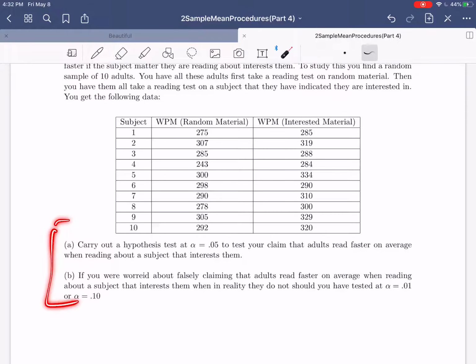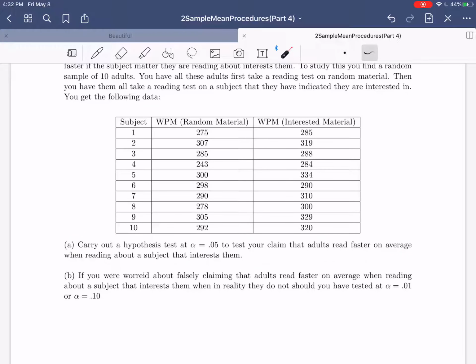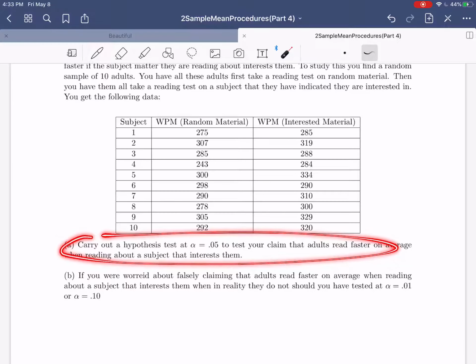Once again, we're going to do two things with this. We're going to get one more round of practice carrying out one of these new hypothesis tests. So we're going to carry out a hypothesis test at alpha equals 0.05 to test your claim that adults read faster on average when reading about a subject that interests them. And then B, we're going to do another one of these error analyses. If you were worried about falsely claiming that adults read faster on average when reading about a subject that interests them, when in reality they do not, should you have tested at alpha equals 0.01 or 0.10? But let's start with the hypothesis test here.